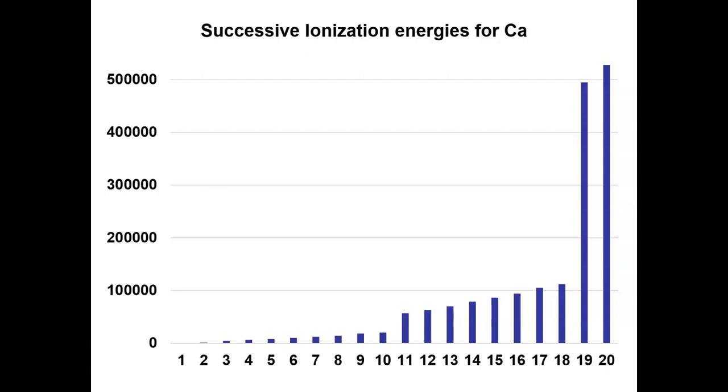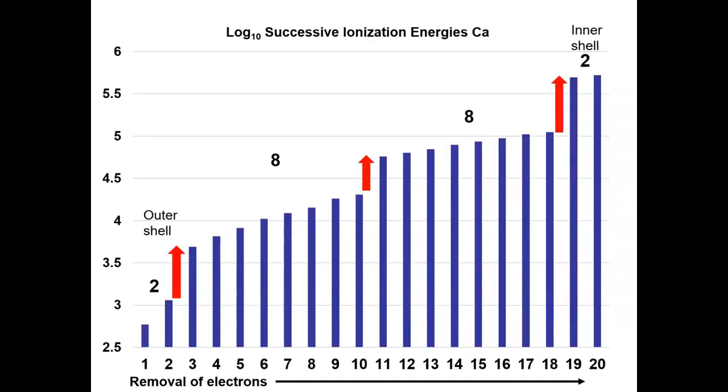So here comes the log of the successive ionizations. So this is the removal of all 20 of the calcium electrons. Now be careful to remember which way round we do this. We start from the outermost electrons, that's 4s2 and then 4s1. We get our first big jump after the removal of those two electrons. And the big jump, of course, is this one here.